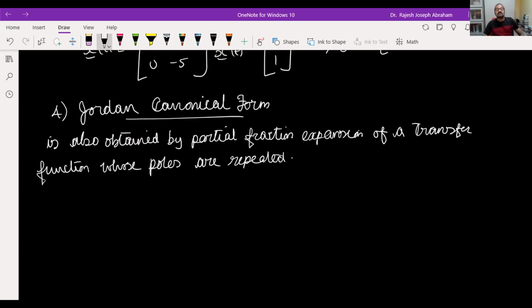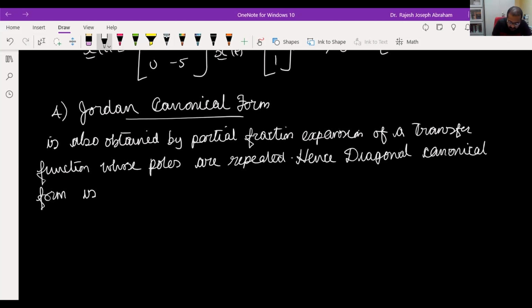Okay, so in one sense, you can say that the diagonal canonical form is a special case of the Jordan canonical form.